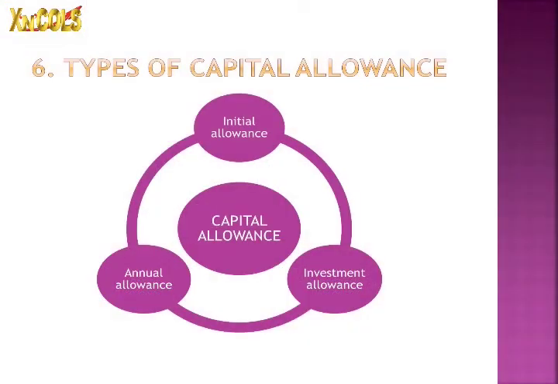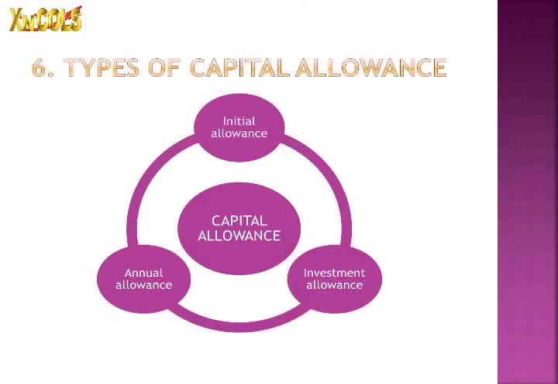And then of course we have annual allowance, which is granted annually. To arrive at the annual allowance, we deduct the initial allowance from the cost and divide by the useful life of the assets. And that will go on yearly. It's on a straight line basis, so every year you get equal amounts after your initial allowance. There are percentages for annual allowance and initial allowances depending on the kind of qualifying capital expenditure.